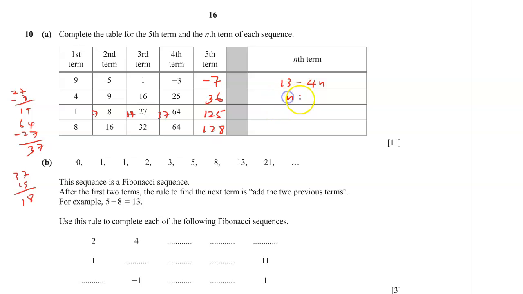This will be n plus 1 squared. This will be n cubed. And this one will be 2 to the power of n plus 2. This is a geometric sequence.